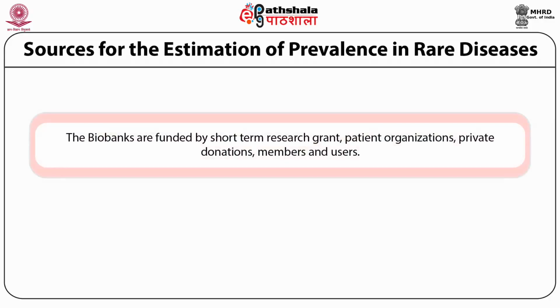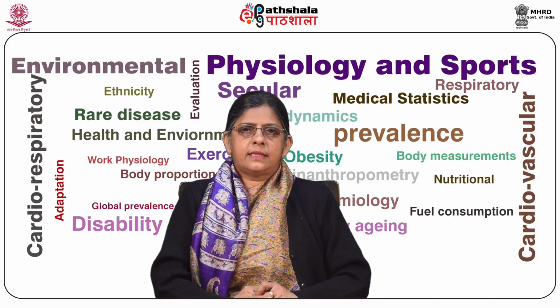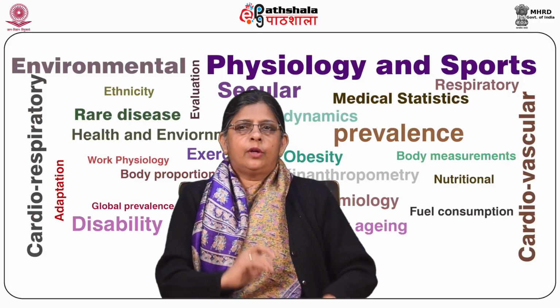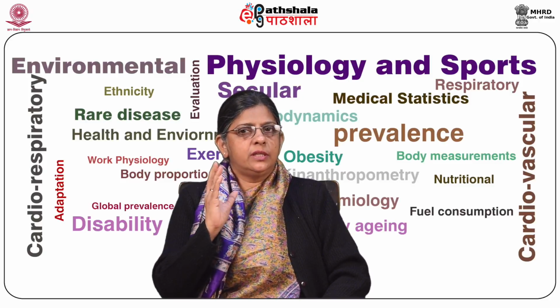The biobanks are funded by short-term research grants, patient organizations, private donations, members and users. Samples along with information on disease with ICD, MIM and ORPHA code will be supplied by the biobanks, which can be helpful in estimation of prevalence of rare diseases. Genetic tests. They are available for about 1700 diseases. Most of them are rare diseases caused by mutation in genes.